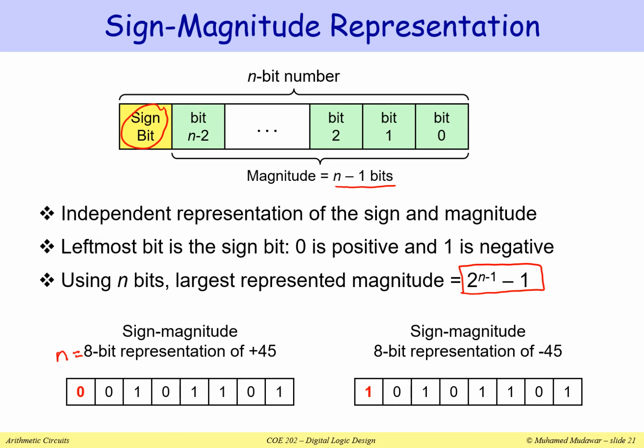If I would like to represent the number plus 45, then the sign will be 0 and the magnitude will be 45. So this is plus and this is 45. If I would like to represent the number minus 45, then the sign bit will be 1, so that's minus, and the magnitude will also be 45. So this is negative 45. This is the concept of sign magnitude representation.